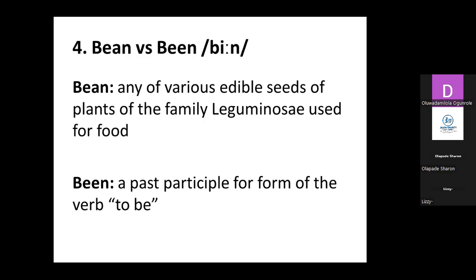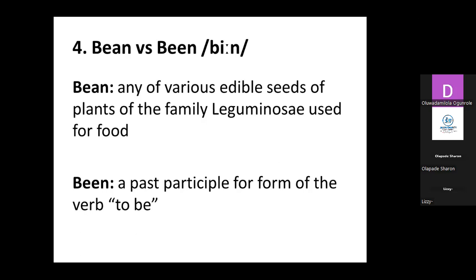The second, been, is the past participle form of the verb to be. So when you have the verb to be, is, are, were, you can have being in the progressive form, spelled B-E-I-N-G, and you can have been in the perfective form or the past participle, B-E-E-N. So when you are given a sentence that requires the second one, you don't mistake it for the first one. If you are given a question that is agriculture inclined, you don't go picking the second one, because obviously the first one will be talking about food, and it can be found in an agricultural register. The second one will be found in a grammatical register, or let's say verb register. So when you meet with this, you know how to use them contextually.